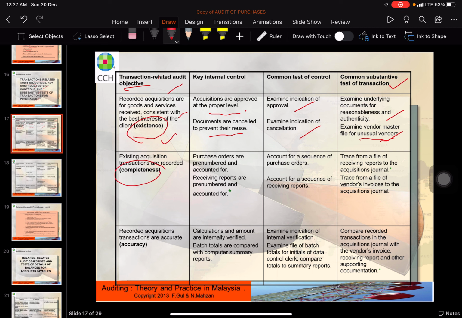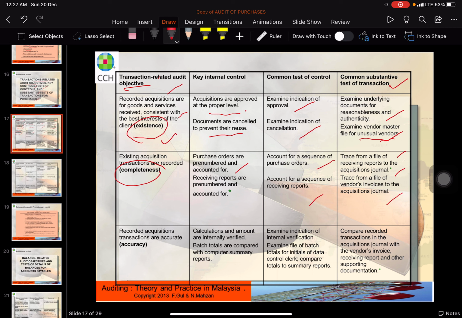The completeness objective: purchase orders are pre-numbered. If they're pre-numbered, we can know all the transactions are included. But if the company is not using pre-numbering, or there is no numbering system, it's quite difficult for us to see whether it's complete or something is missing. So account for the sequence of purchase orders to make sure everything is in sequence, and trace a file of receiving reports to the acquisition journal.